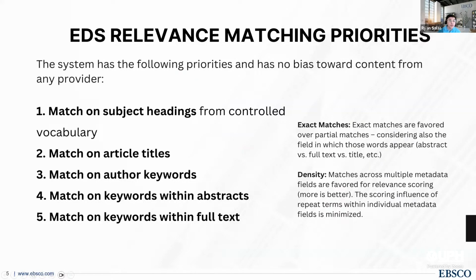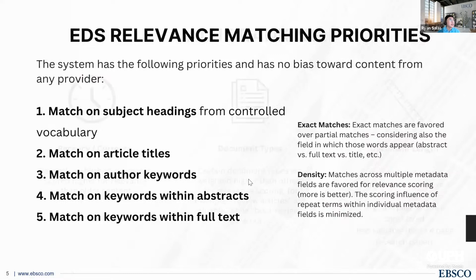The main thing that we use in the relevance ranking is called the field ranking. The field ranking works by implementing the following priorities to search results. And this will also ensure that there is no bias toward the content from any provider. The system will show results according to the following criteria. First is match on subject headings, as shown on your screens, followed by match on article titles, match on author keywords, match on keywords within abstract, and match on keywords within the full text.